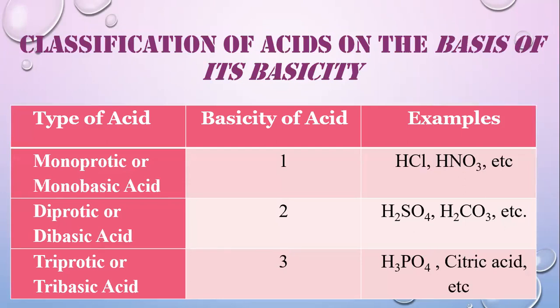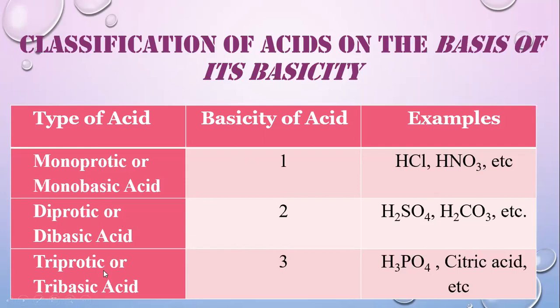So we can classify acids on the basis of basicity as monobasic acid, dibasic acid, tribasic acid. A monobasic acid produces one hydrogen ion in aqueous solution. So its basicity is 1. Examples are hydrochloric acid, nitric acid, even acetic acid is an example. Dibasic acids, what happens? One molecule of a dibasic acid produces 2 hydrogen ions in aqueous solution. So its basicity is 2. Sulfuric acid and carbonic acid are examples.